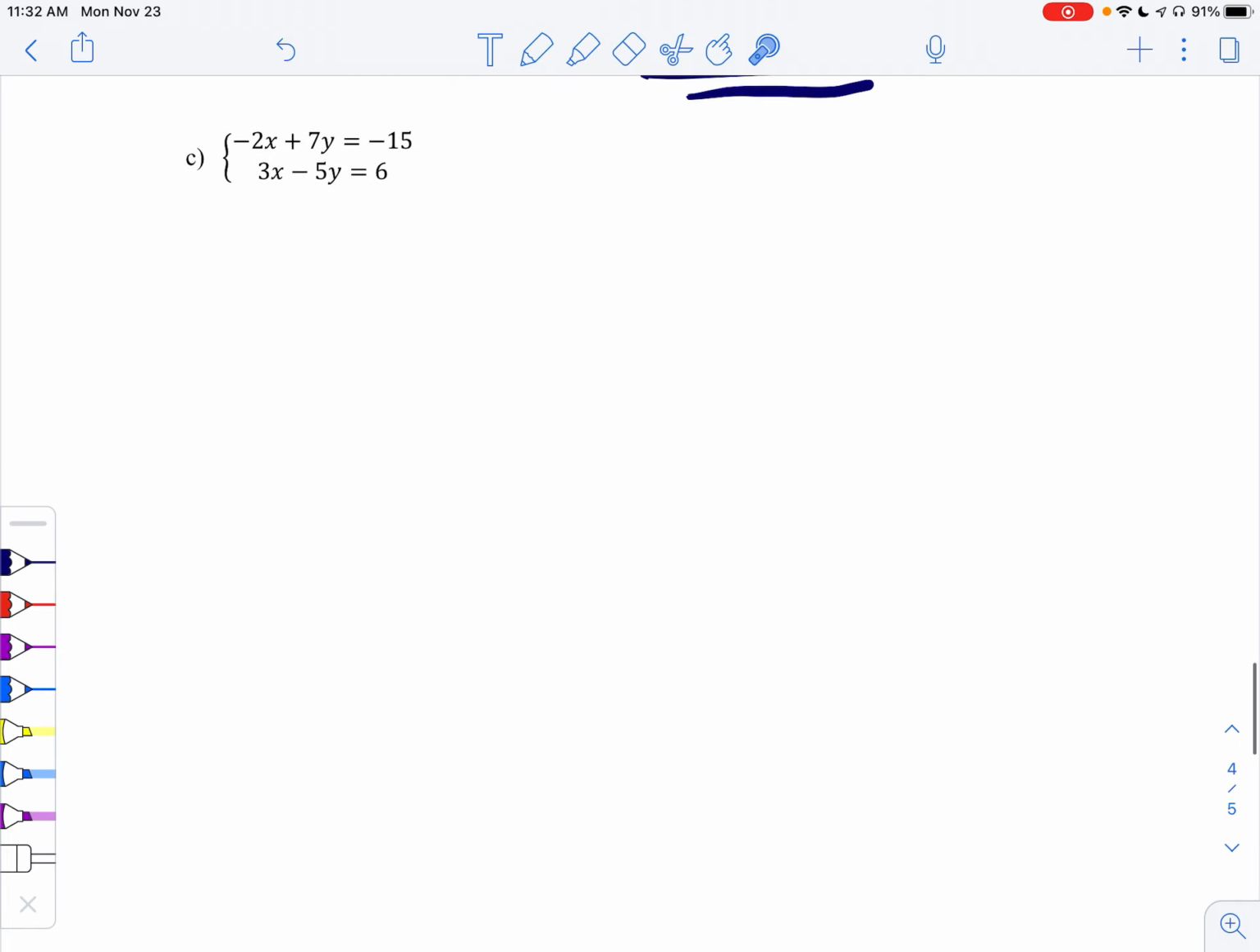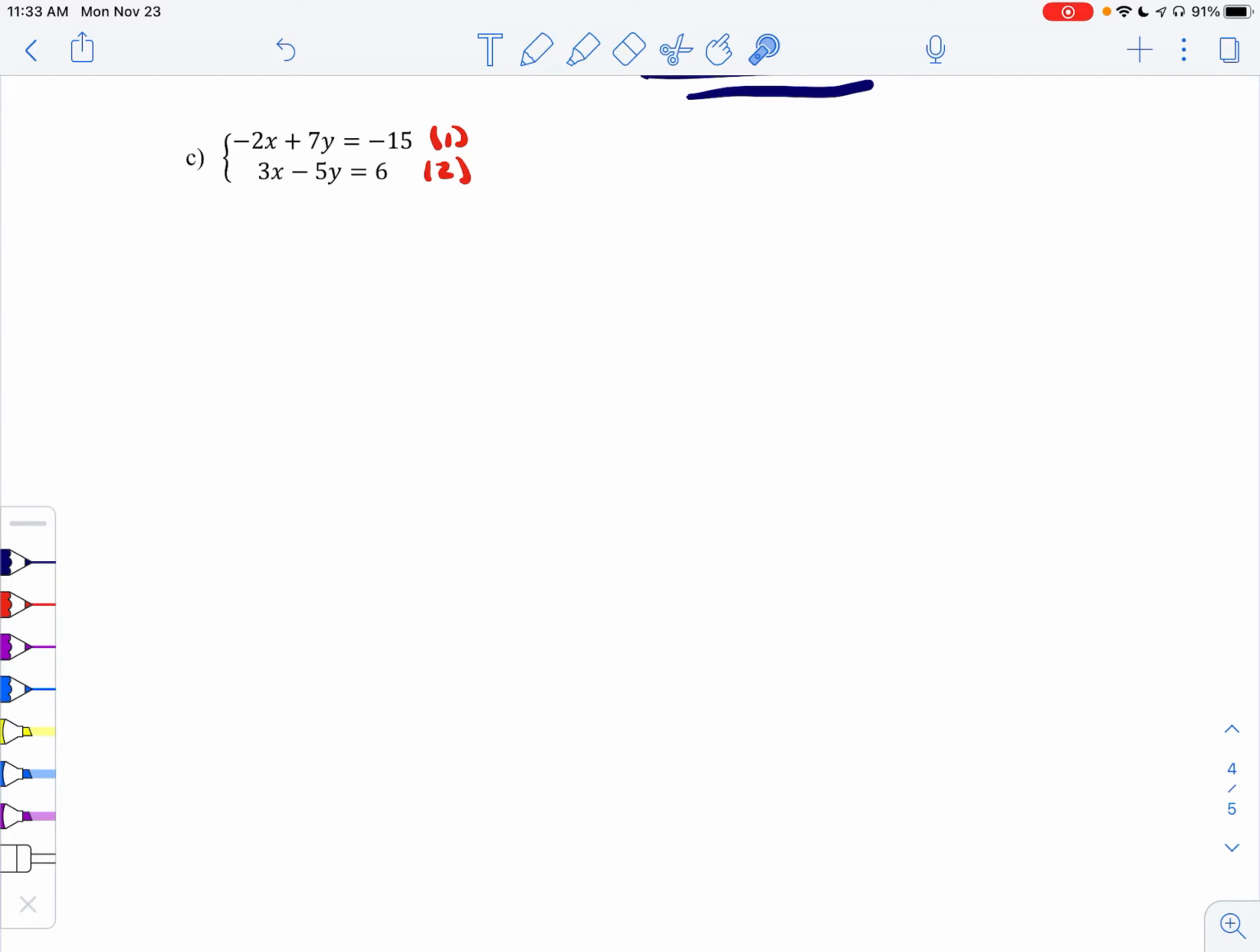Okay, let's look at one more example. So again, I'm just going to label these equations 1 and 2. Okay, now just like the last one, we don't have anything that's going to cancel right off the bat. We have a negative 2 and a positive 3 for our x's, positive 7 and a negative 5 for our y's. So nothing is going to cancel right off the bat.